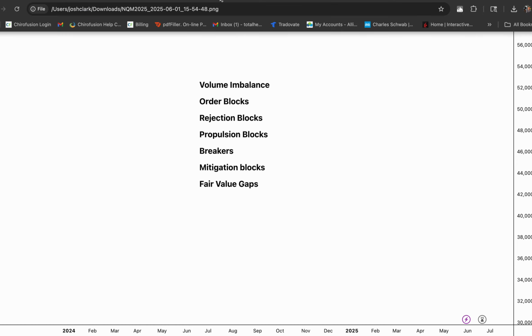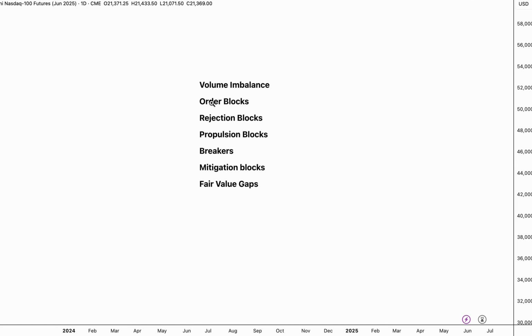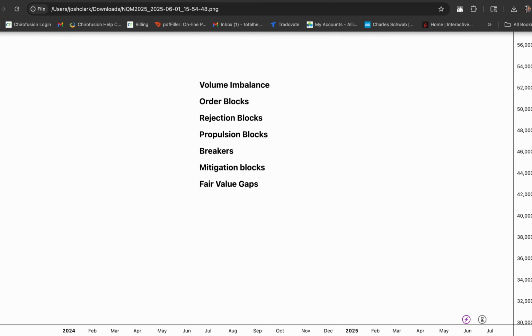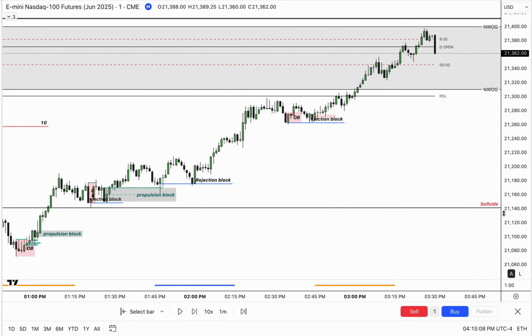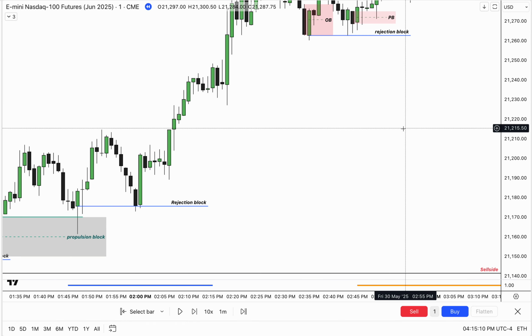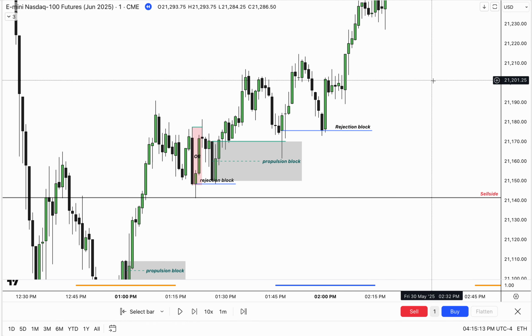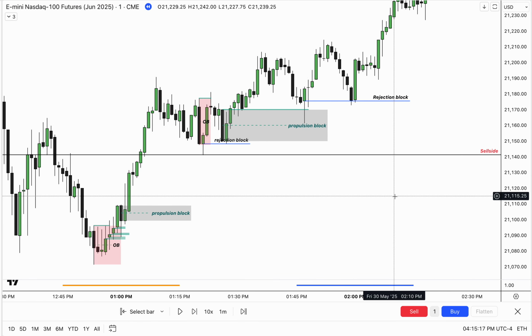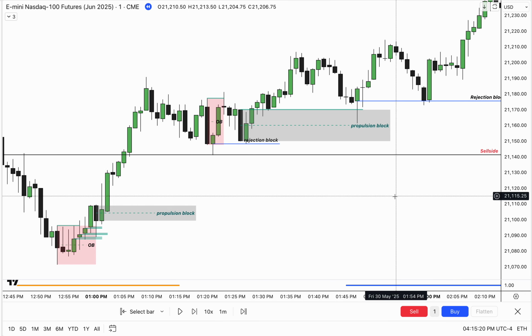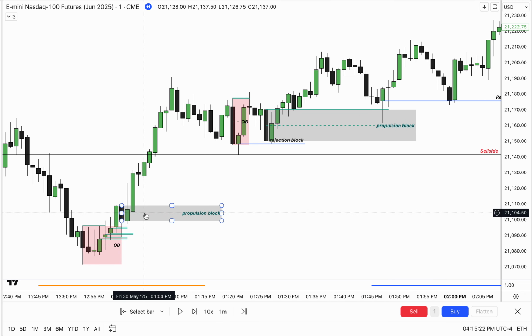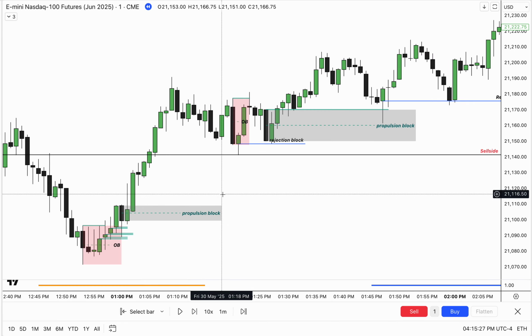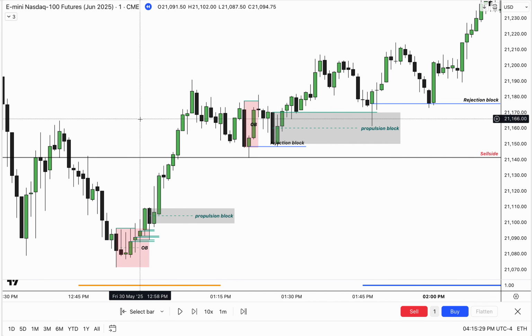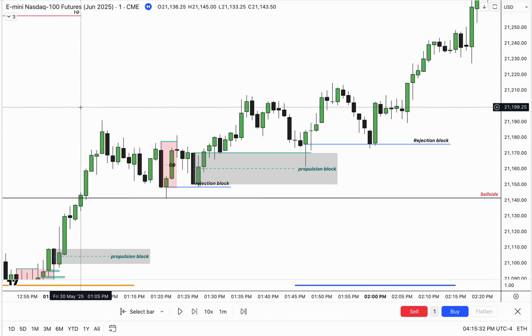Let's see, what else did I want to go over? Volume imbalances, order blocks, rejection blocks, propulsion blocks, mitigation. So let's see if we can utilize a volume imbalance. Max had a question. I forget what the exact question was, but it can be tapped into multiple times. I believe he was asking if it could be utilized multiple times, like by a wick, and yes, it can be for sure. You just don't want to see a body close it out.